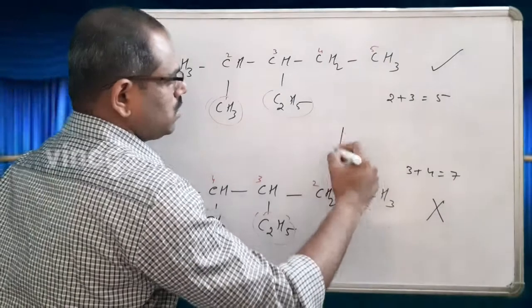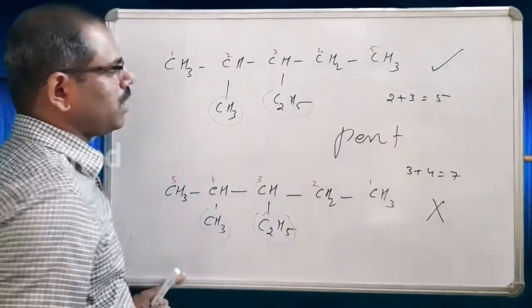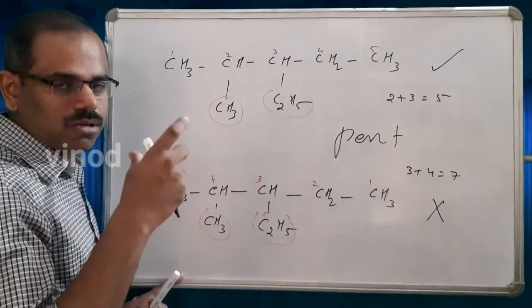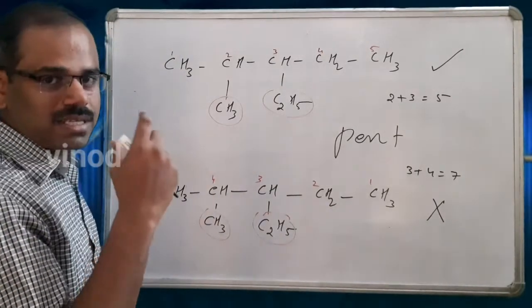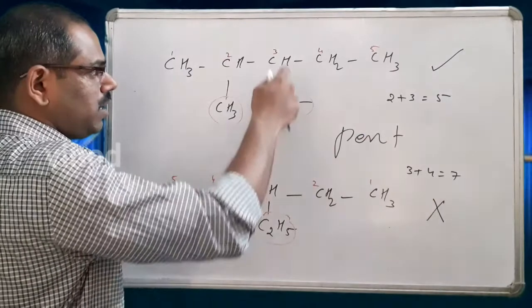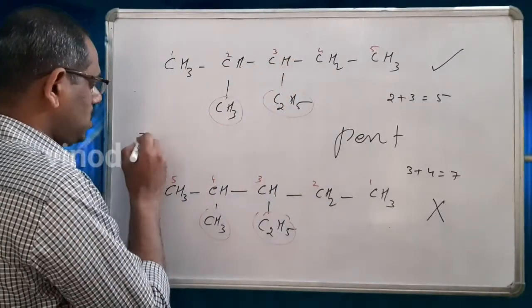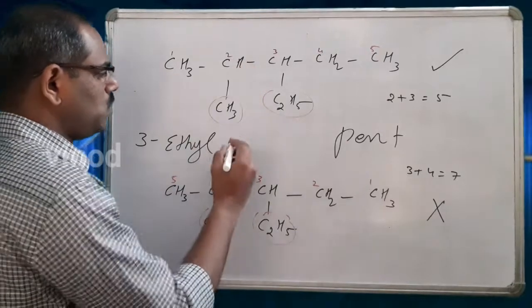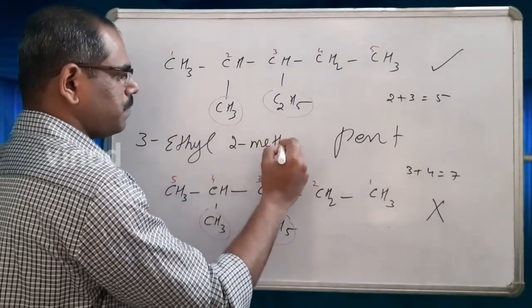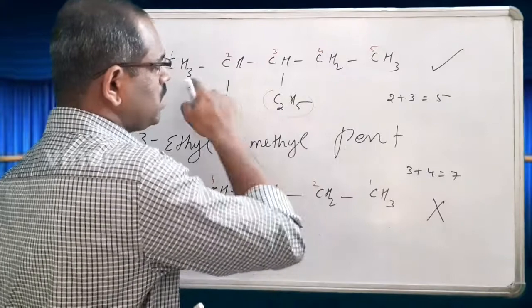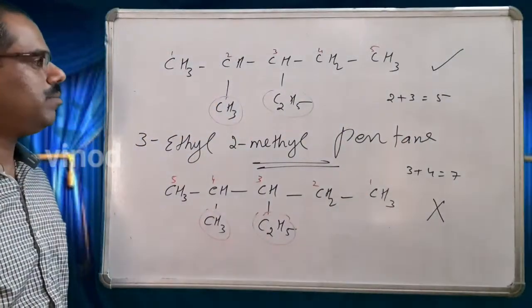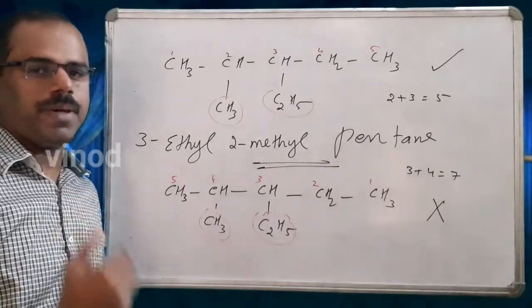So how do we name? First word root, pent. And we have methyl there, we have ethyl there. So as per the alphabetical order, first ethyl is supposed to come. Where? Third position. 3-ethyl, then 2-methyl, pent, single bond only everywhere. So 3-ethyl-2-methylpentane.